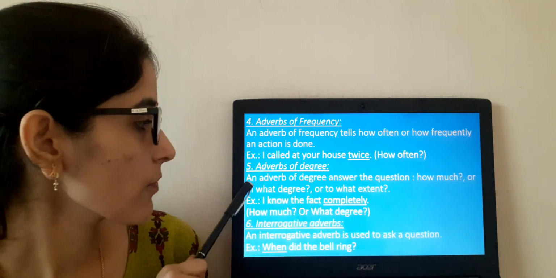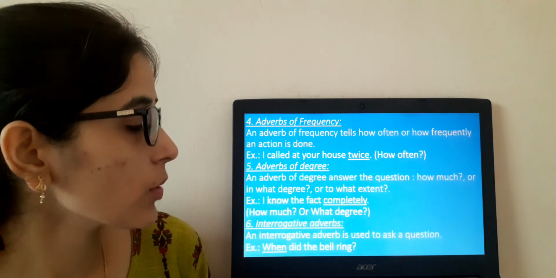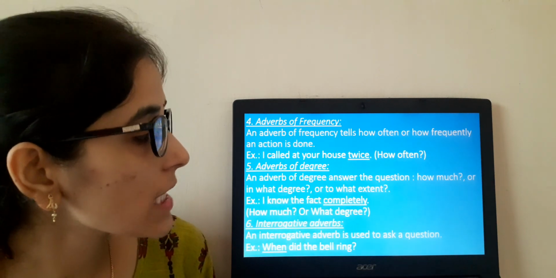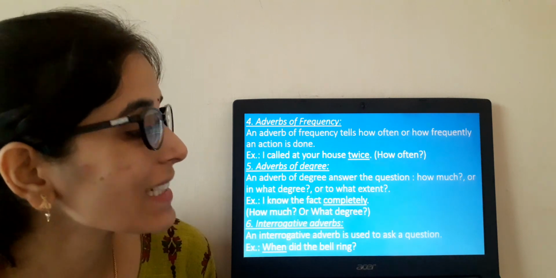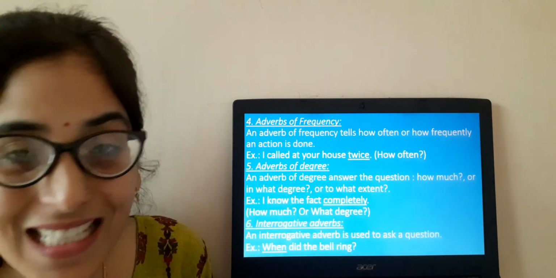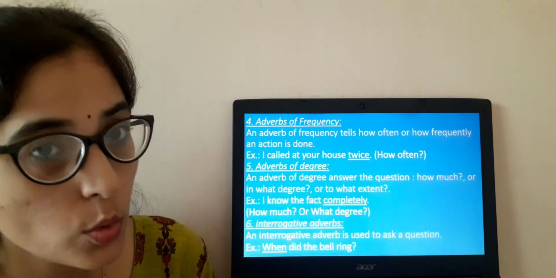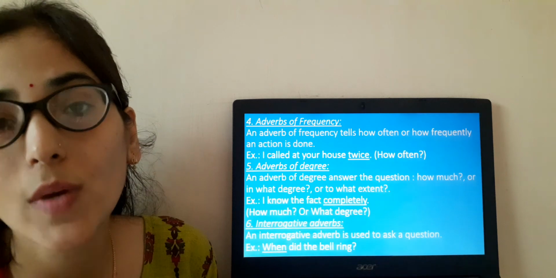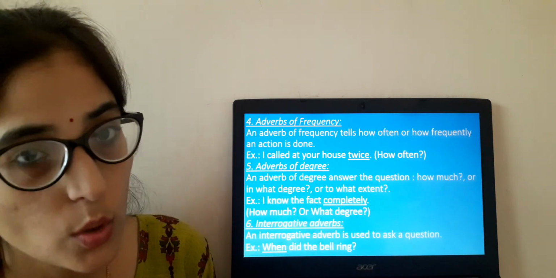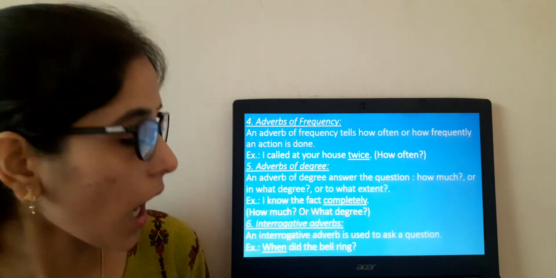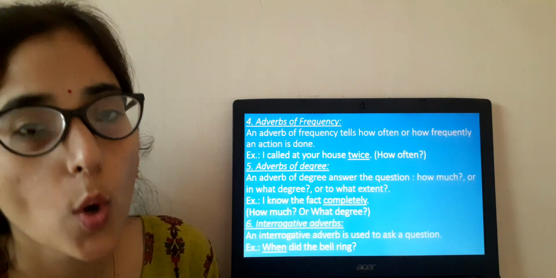Fifth, an adverb of degree. An adverb of degree answers the question how much or in what degree or to what extent. Clear? You can see the example here. I know the fact completely. So it is showing degree. No, I know only 20% of the fact. So that is also showing a degree. So here you can ask the question with how much or what degree.